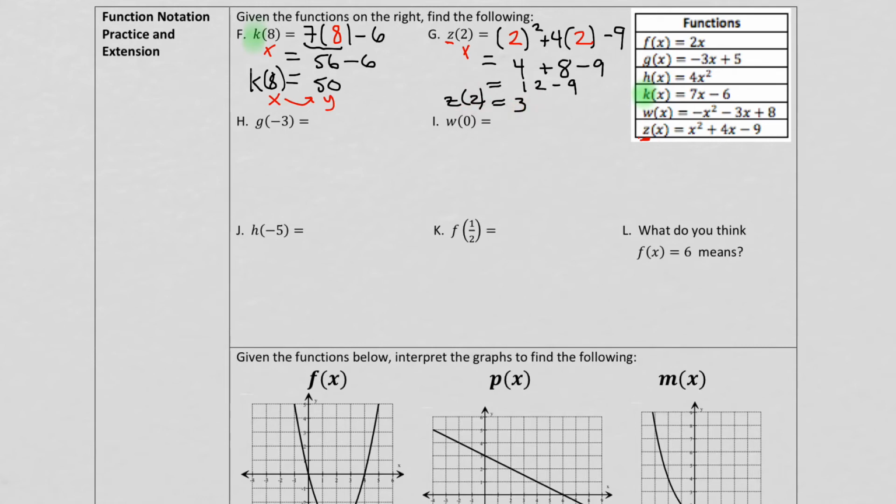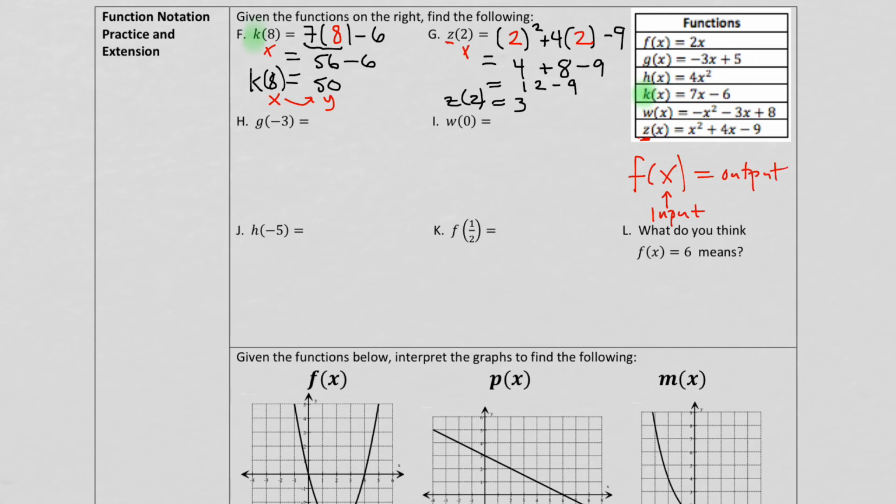Now, one more question here on the video. What about example L? So if you look at this one, it has a different look. This is saying, what do you think f of x equals 6 means? Guys, if you look at every other example here, like I have w of 0. Remember that in function notation, what you have is f of x, just as an example, equals some number. What this really means is that f of input, so this is your input, equals some output.